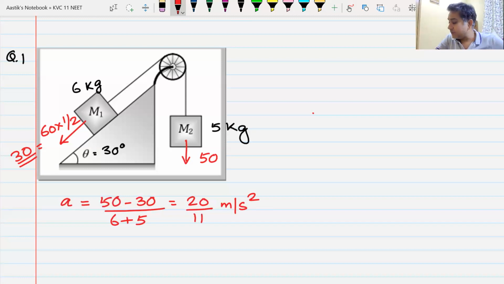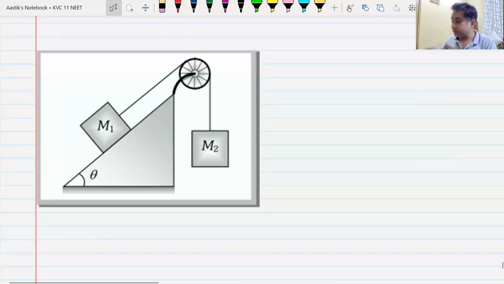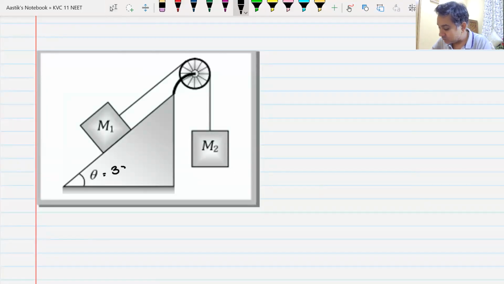Can you solve one more problem on this? Okay, same diagram. I will change the values. Theta is again 30 degrees. Let us say this block is 10 kg and this block is still 5 kg. Can you now tell me the acceleration of the blocks? You have 2 minutes to do this.